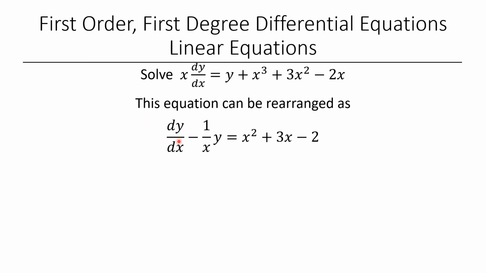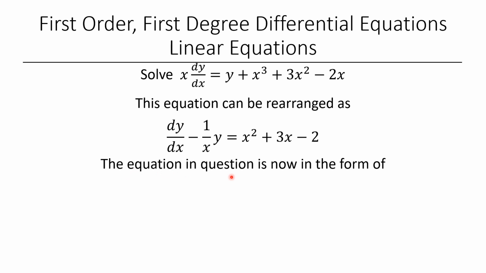So this is how we'll present the equation moving through this that we're trying to solve. This is exactly the same as this. Again, just divided everything through by x and brought y to the left-hand side of the equation. So why did we do this?